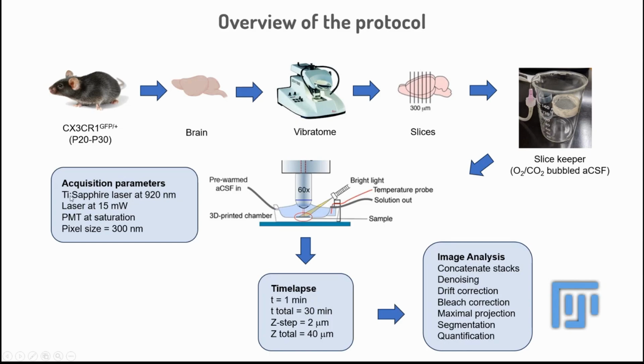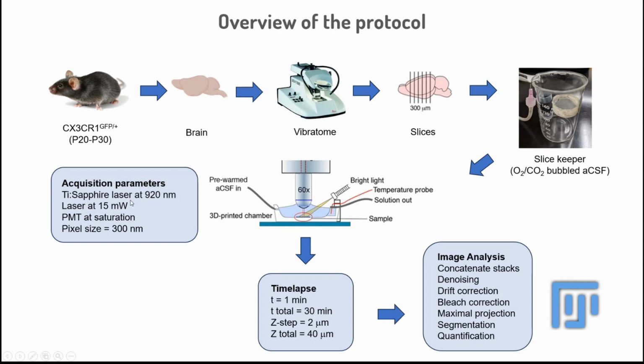Acquisition parameters. The laser should be at 920, which is the optimal excitation wavelength for GFP. This is normally for the green fluorescent proteins, 920. For the red fluorescent proteins, it's about 1000 nanometers. And for the small fluorophores like the Alexa, it is 800. If you have to do this experiment in real life, there are papers that have very long lists of the wavelengths for each fluorophore, so don't worry.